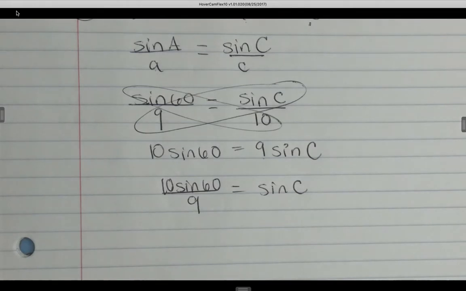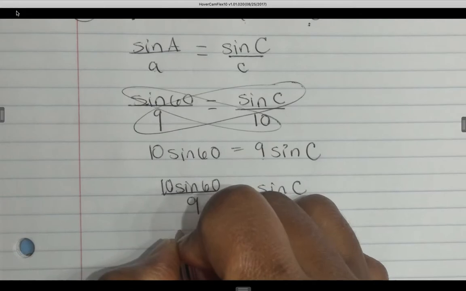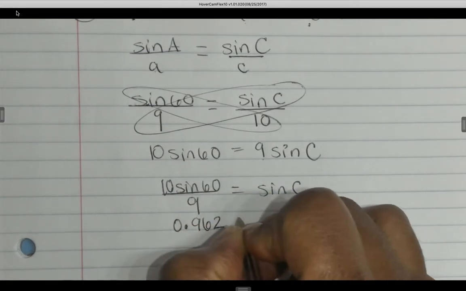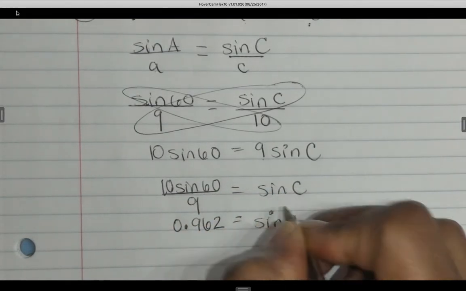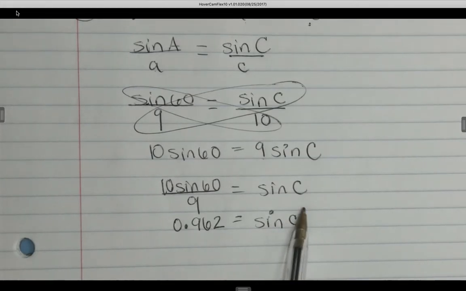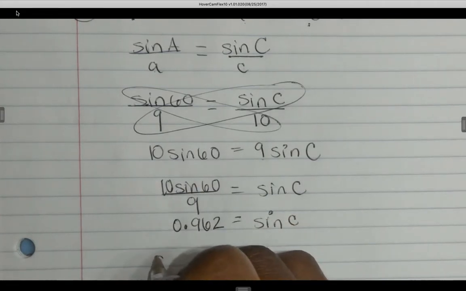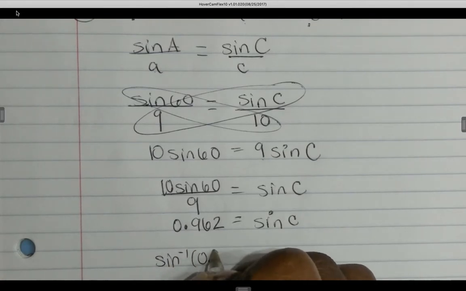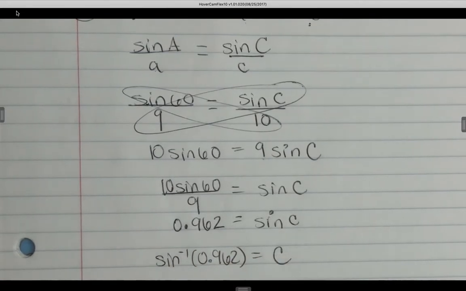Right, and sine of 60 we know is square root of 3 over 2, but I'm going to plug it in the calculator to get a decimal answer. So 10 times sine 60, all of that divided by 9, gives me 0.962. And then to figure out what angle C is, because I don't want sine C, I want just angle C, I can use inverse sine or arc sine. So sine inverse of this 0.962 equals angle C.